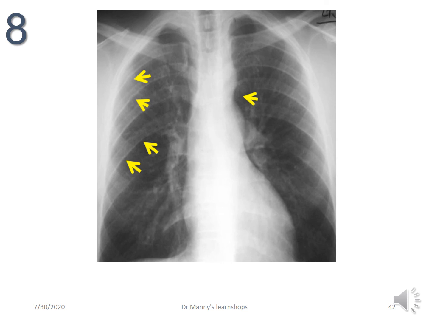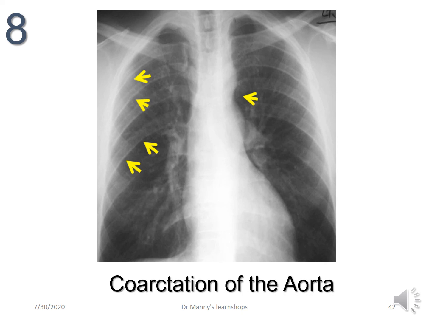Then you've got an X-ray which is highlighting either a flat knuckle, a number 3 sign, and doc sign. All three are there. Correct. Coarctation of the aorta.